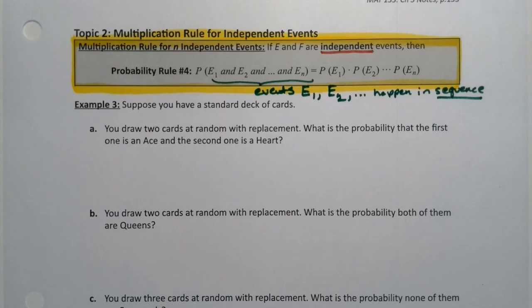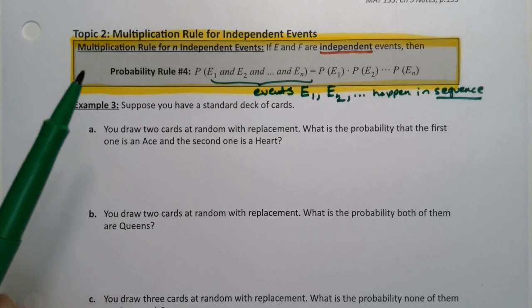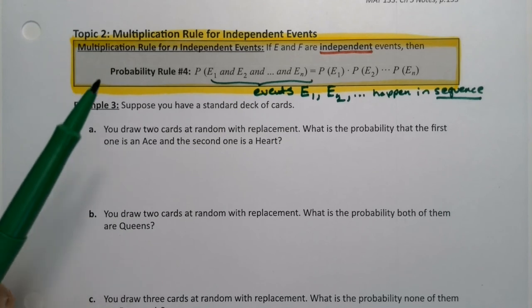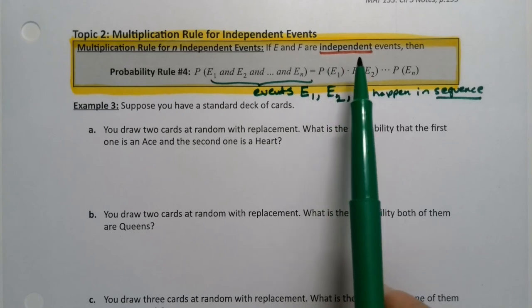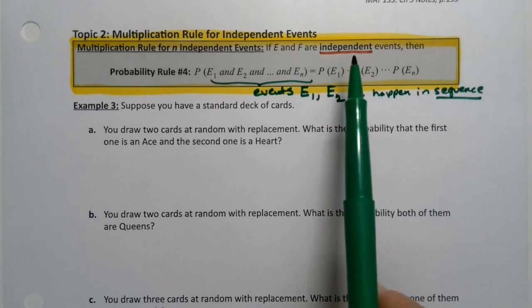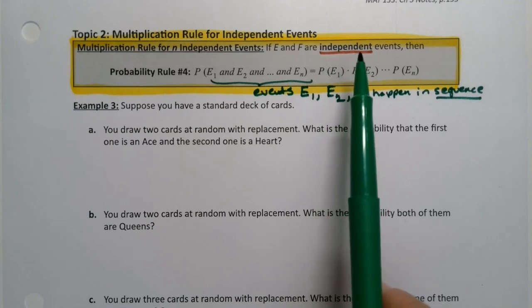Now that we know the definition of independent, it's time for us to use it to find a probability. This is the multiplication rule for n independent events. Now this is key. They're independent. It has to be independent for this rule to work. If they were not independent, we would be in a different section, which is more difficult, section 5.4.